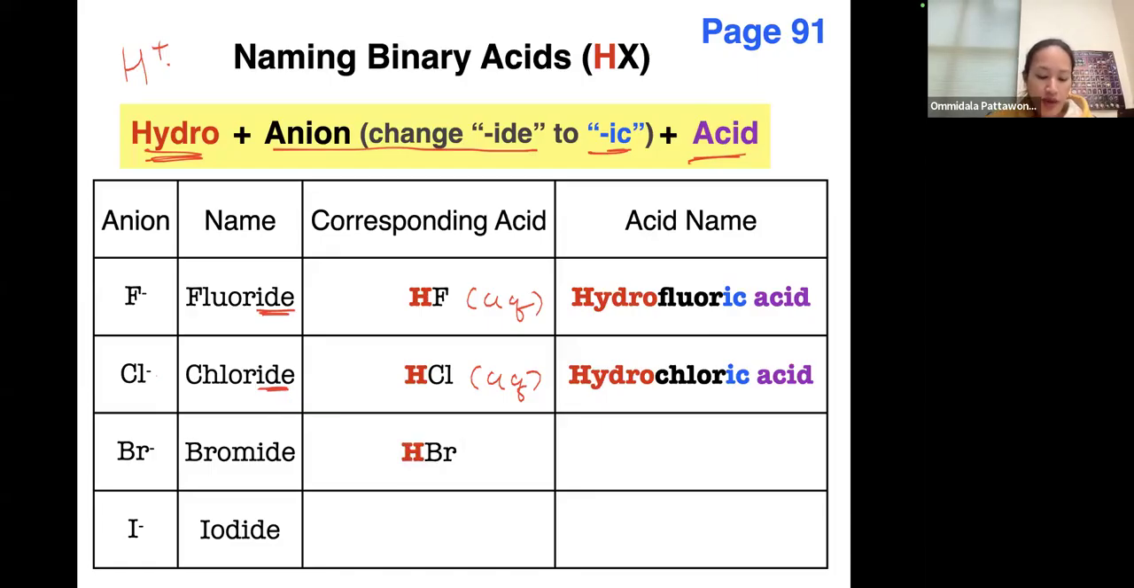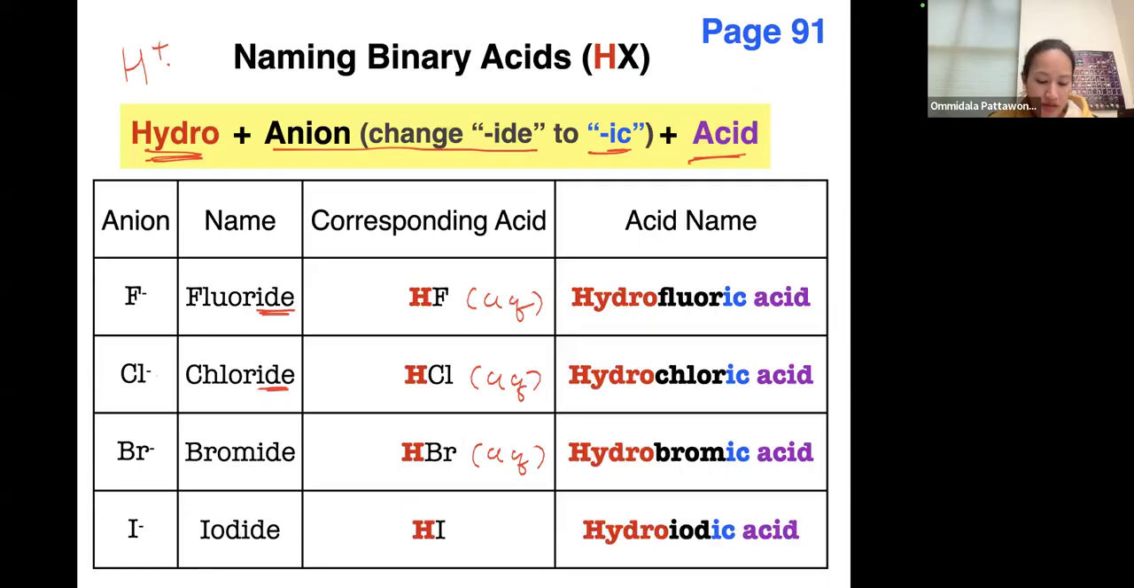So the next one, HBr, it needs to include AQ. Without AQ, it's not an acid. This compound behaves as an acid only in water. That's what the aqueous means. So the name of this would be hydrobromic acid. HI would be hydroiodic acid. Again, it needs to include AQ.